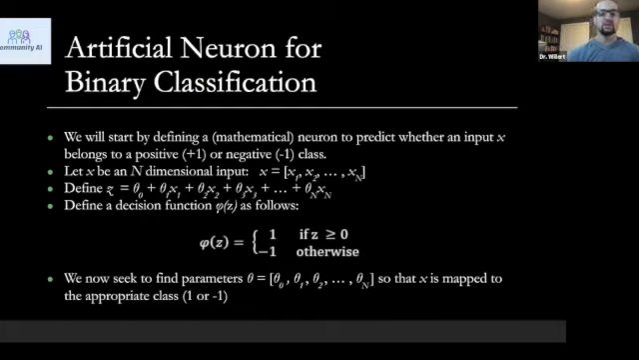And so let X be an n-dimensional input, sorry. So X equals X1 through Xn. And we've done stuff like this before. We've seen this in linear regression and logistic regression. So we'll then define the variable Z, which is a linear combination of those variables. Essentially, this looks a lot like the linear regression model. We have some bias term.